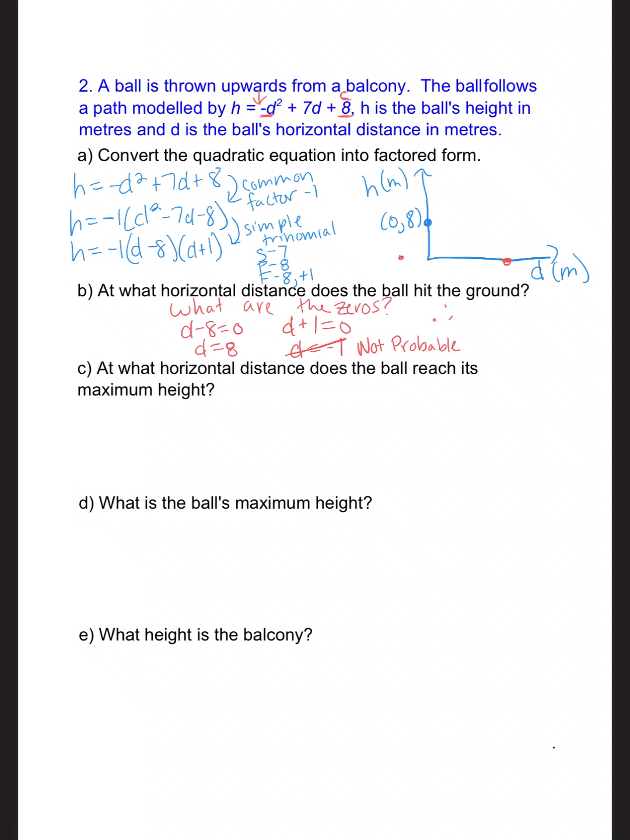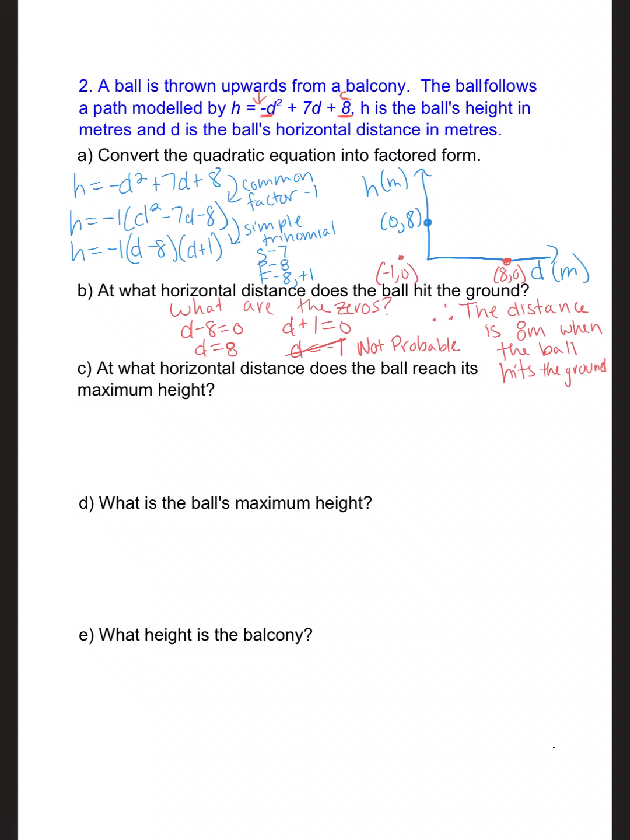So we can say, therefore, the distance is 8 meters when the ball hits the ground. So knowing that, we can label our zeros. So we know we're going to have (8, 0), and we're going to have one at (-1, 0), even though that one's not one that we're going to consider possible for this word problem.